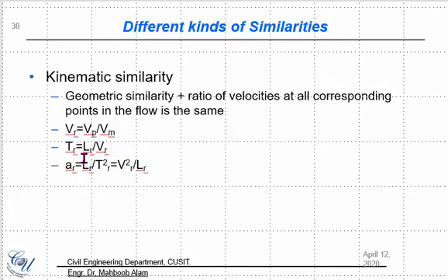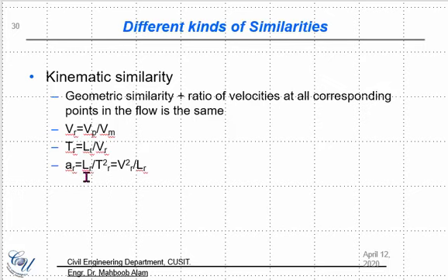Length ratio you already looked into. Length ratio is the length of prototype divided by length of model. Velocity ratio is given here, velocity of prototype divided by velocity of model. So basically my TR, or the time ratio, is equal to the length ratio divided by the velocity ratio. In the same way, the acceleration ratio is LR divided by TR squared.